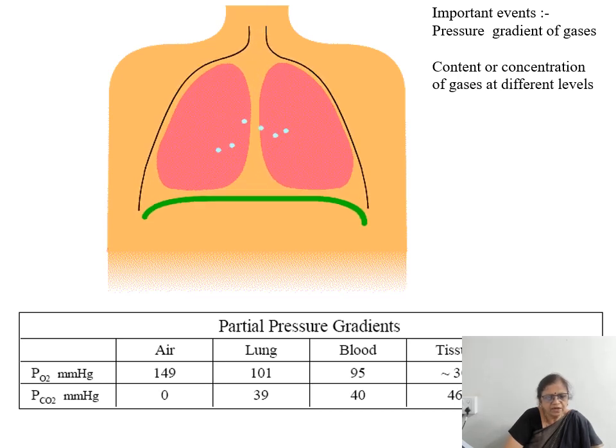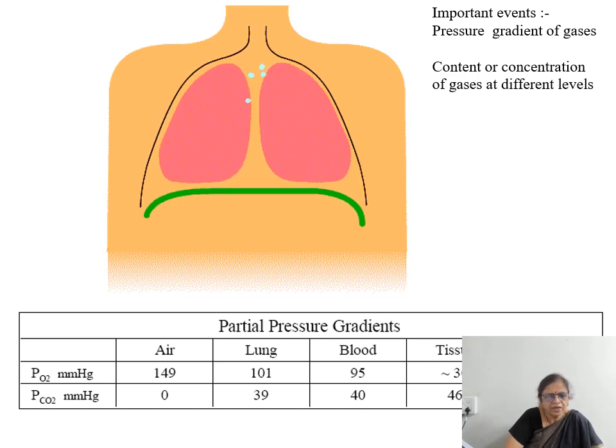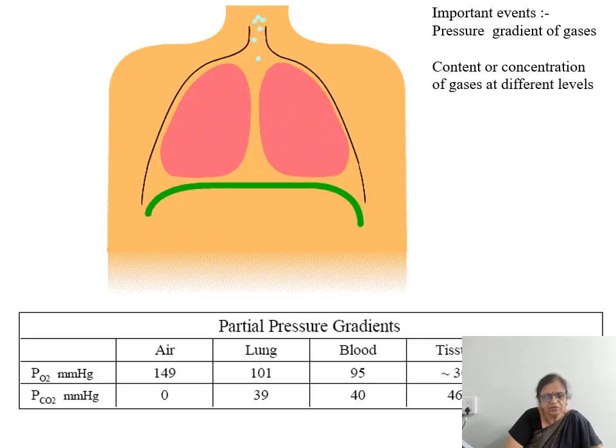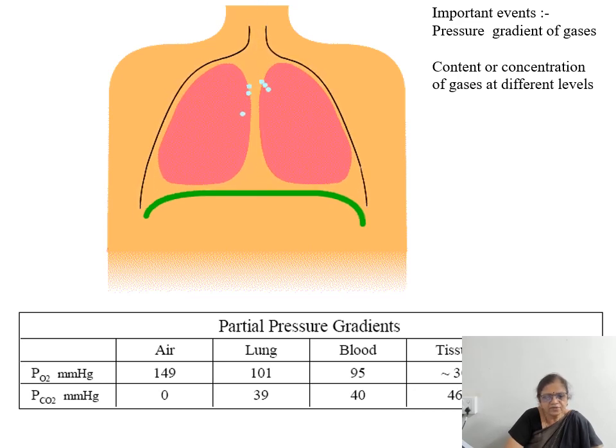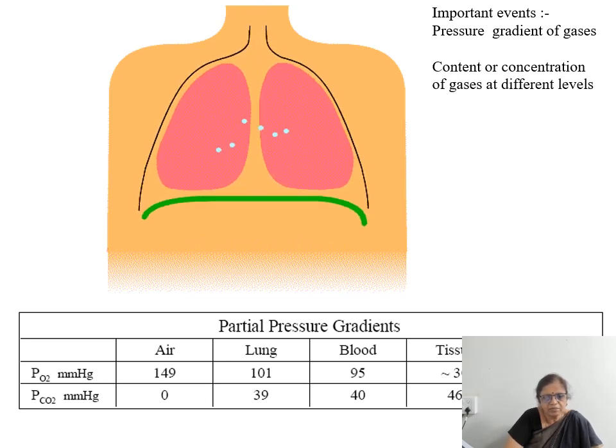So mainly we need only these two gases, so we concentrate on its values here. The partial pressure of oxygen in the air is 149 millimeters of mercury. When it enters the lungs, the oxygen partial pressure is around 100 to 101 millimeters of mercury, and in the blood it is 95, in the tissues around 36 millimeters of mercury. So you can see there is a pressure gradient from atmospheric air, lungs, blood, tissues.